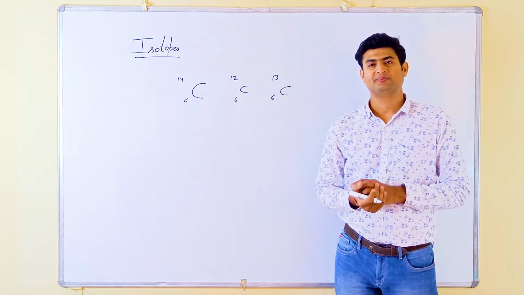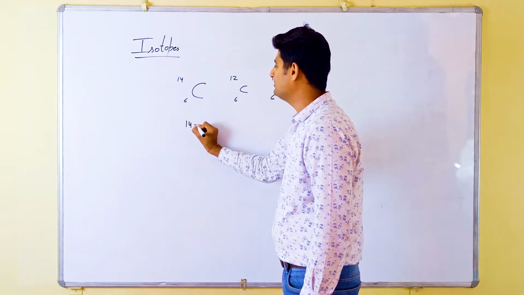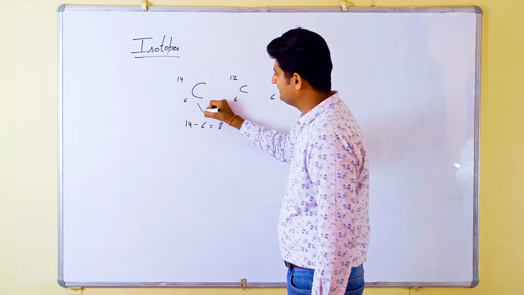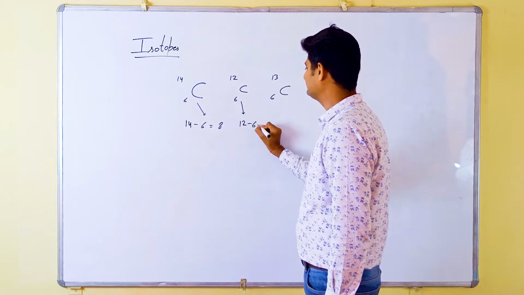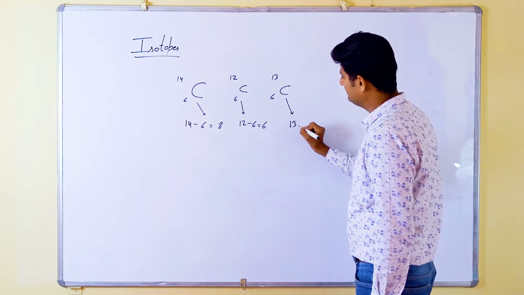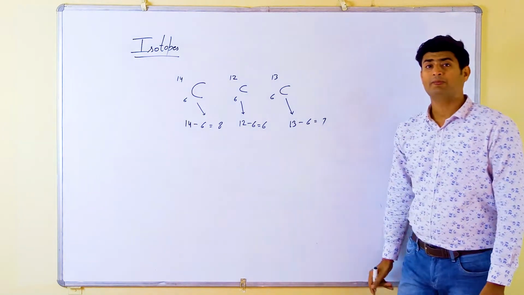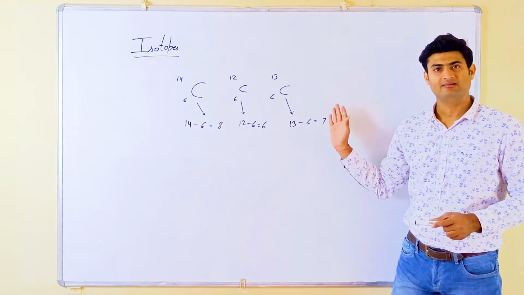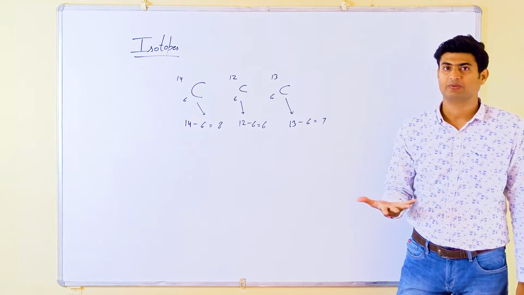So in case of isotopes, the number of neutrons is different. In first one, if you calculate number of neutrons, it should be mass number minus atomic number, that is equal to 8. So in first isotope, there are 8 neutrons. In second isotope, there are 12 minus 6, that is 6 neutrons. In third isotope, there are 13 minus 6, 7 neutrons. So number of neutrons is different in each case. Because of that, mass number is coming different.